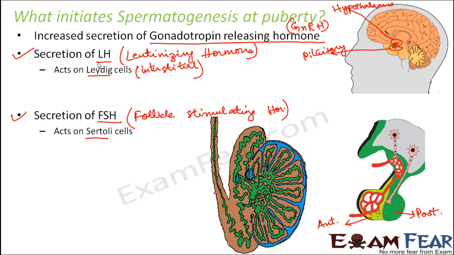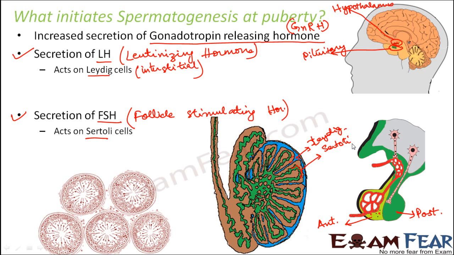So what happens due to that? These are the seminiferous tubules. In the inner lining of the seminiferous tubules, we have the Sertoli cells. And the Leydig cells we have in the interstitial spaces. We have also learned what they do, so let us have a quick look again at what will happen when these hormones act on these cells.